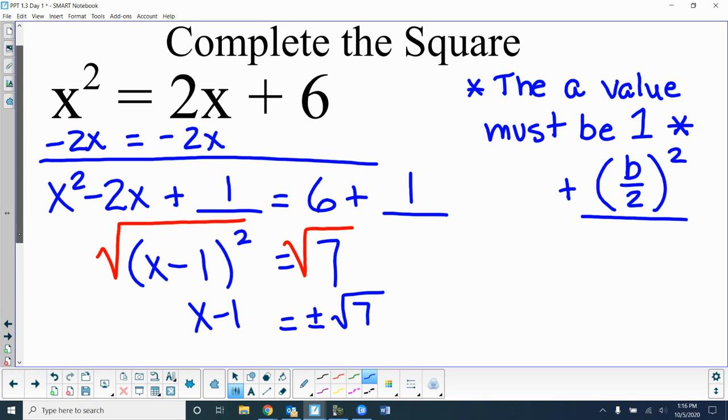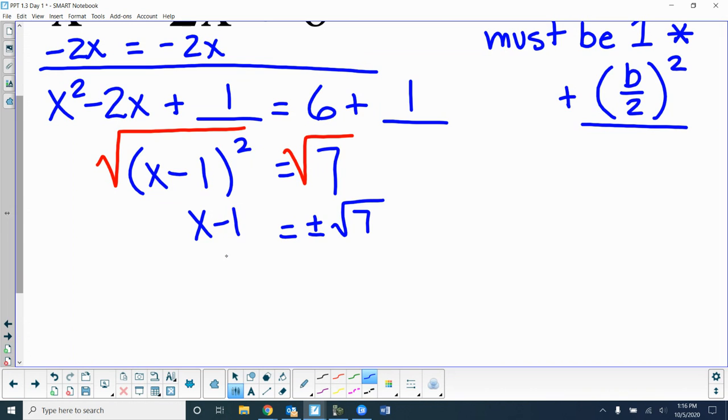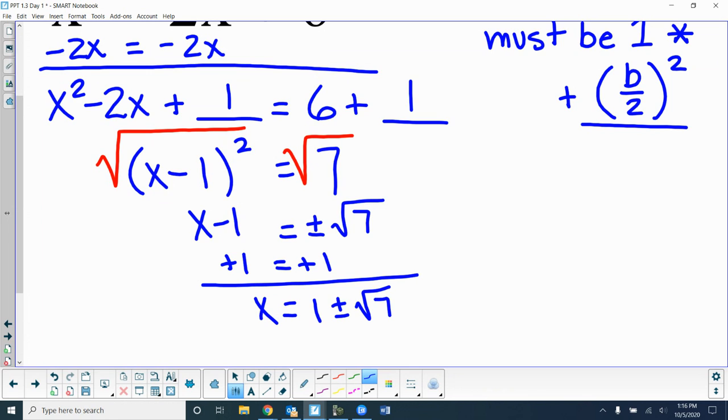And then add the 1 over. So we've got x equals 1 plus or minus the square root of 7. A lot of times our answers will look like that with radicals in them or an i. Sometimes it works out nice, but not usually. So there's 2 answers there: 1 plus the square root of 7, and then 1 minus the square root of 7. Okay? That's completing the square.